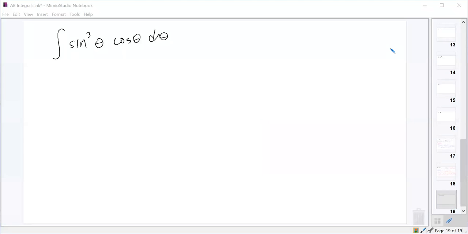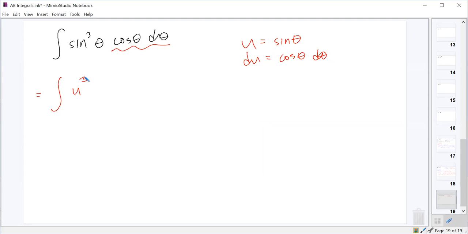So if we want to integrate sine cubed theta times cosine theta, this one should just be a u substitution. The simplest way to go about this is to say, if I let u equal sine theta, then du ought to be cosine theta d theta. And I've already got cosine theta d theta there. So I'll just turn this into the integral of u cubed, right, sine cubed, times my cosine theta d theta, which is du, which ought to just give me u to the 4th over 4 plus a constant, or sine to the 4th theta over 4 plus c.